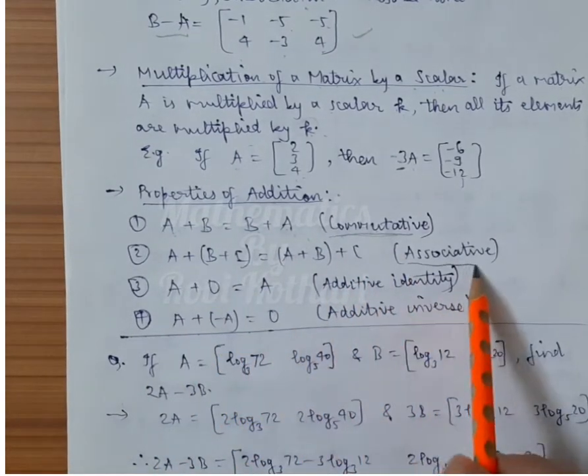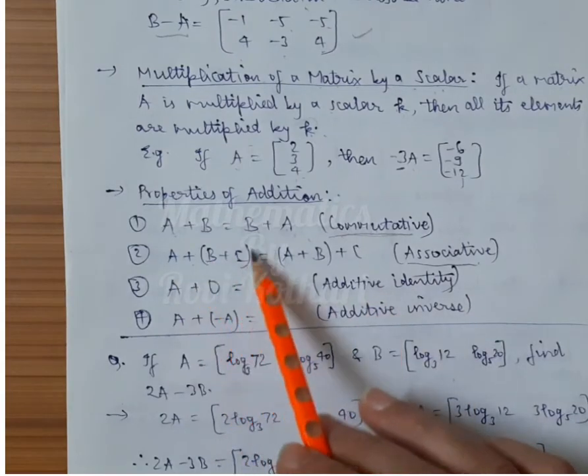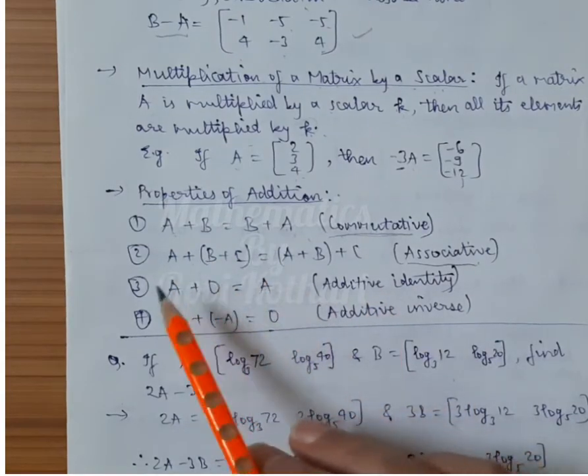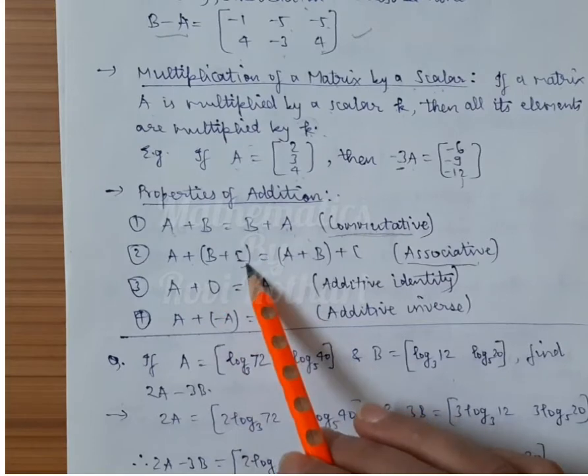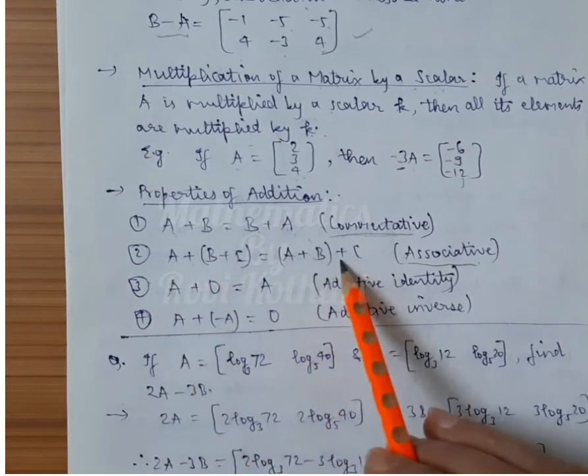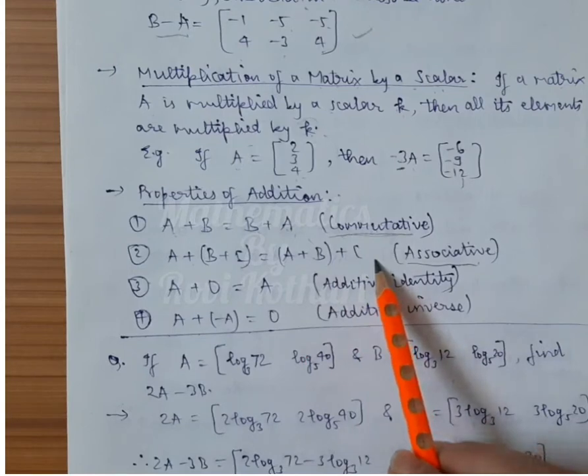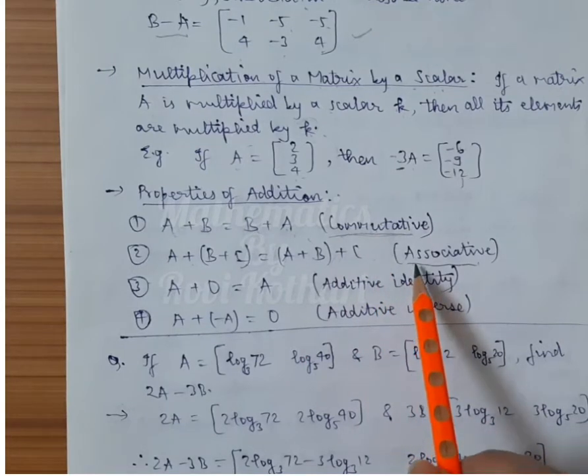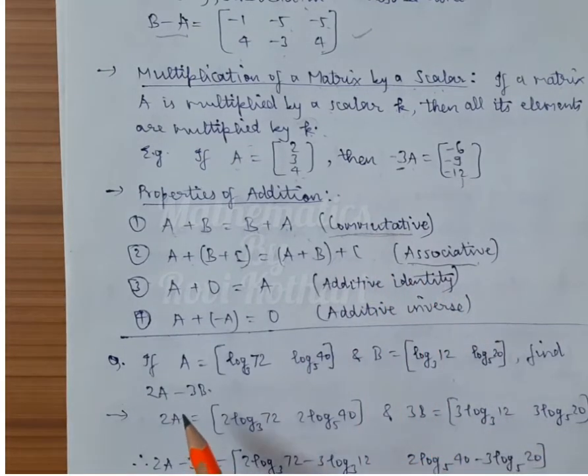Next is the associative property. What is it? A plus of B plus C. Now we are dealing with how many matrices? 3 matrices. So if you first add B and C and then add the result to A, or first add A and B and then add the result to C, what will the answer be from both? It will be the same. That is the associative property.